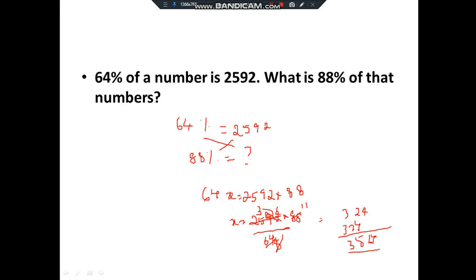64 percentage of a number is 2592. What is 88 percentage of that number? See, they haven't asked us to find the number. No need to find the number. So 64 percentage is equal to 2592. So 88 percentage is what? This is how you have to frame the question into a simplified model. Okay. So see, just cross multiply. Question mark into 64 percentage is equal to 88 percentage into 2592. So find x. You will get the answer.